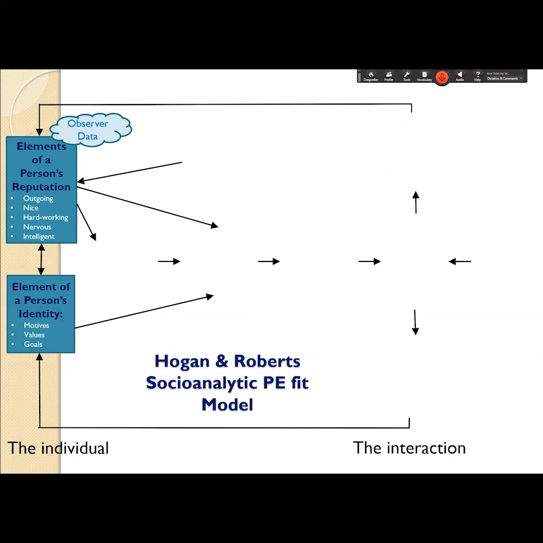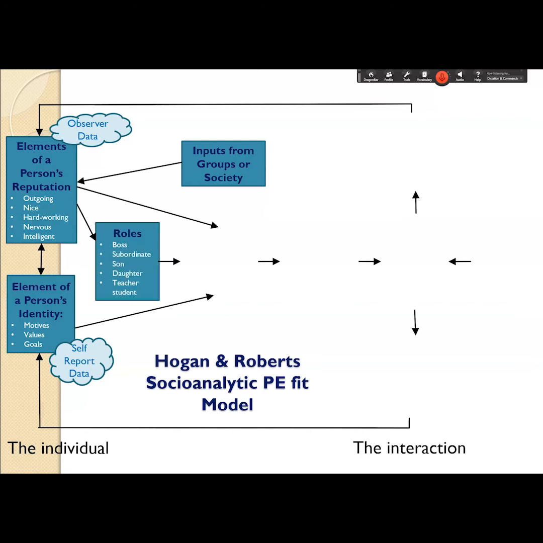Secondly, we have the person's personality themselves. This consists of things such as motives, values, goals, personality traits, things like that. This is essentially self-report data. Now, we get our reputation from inputs from groups or societies. What do other people say about us? And these might end up in things like the roles we play.